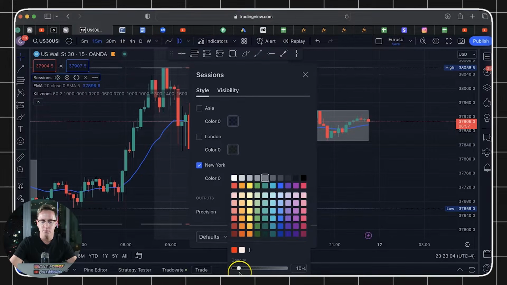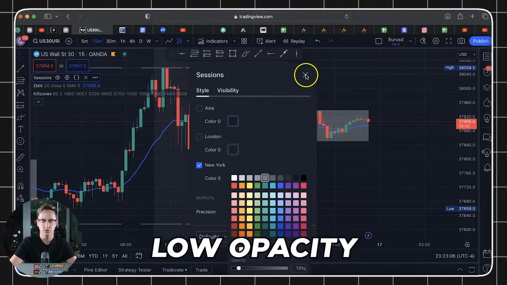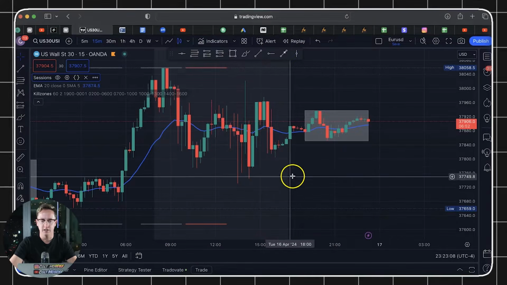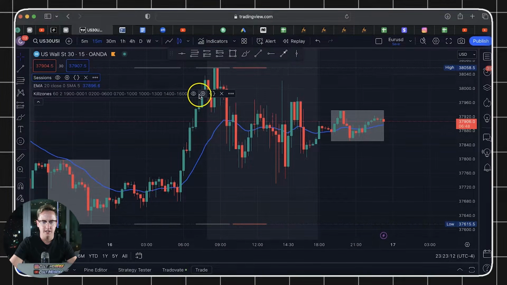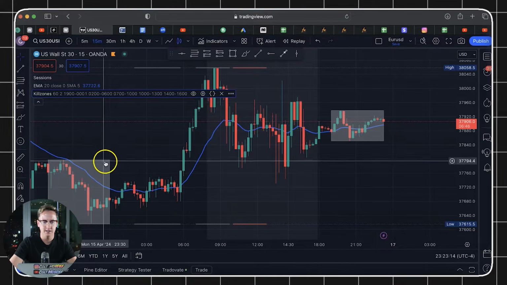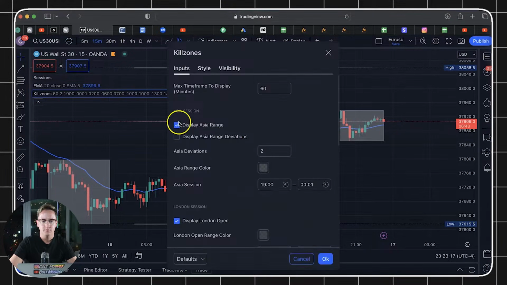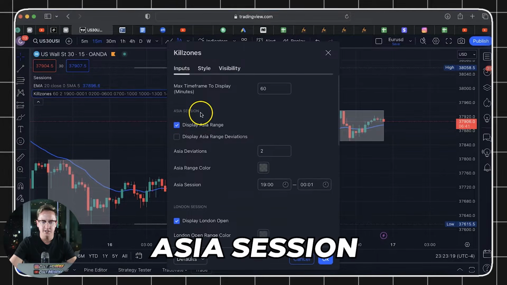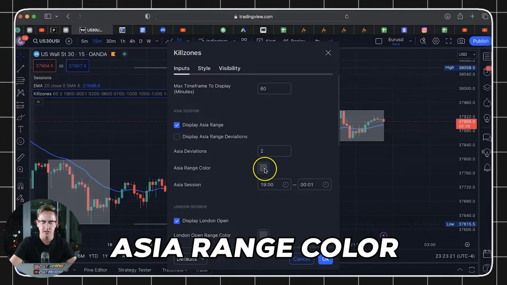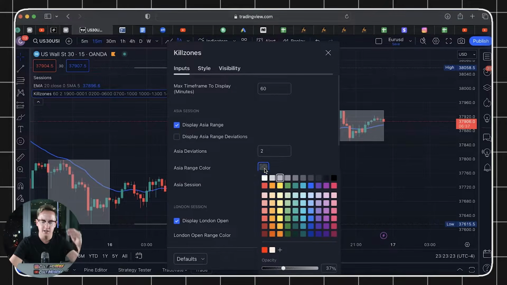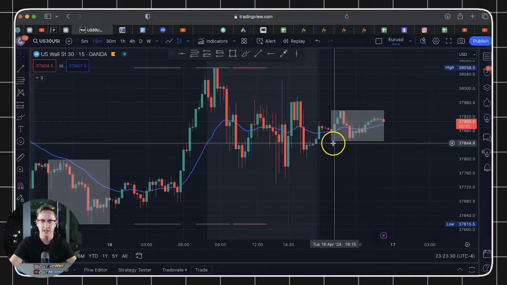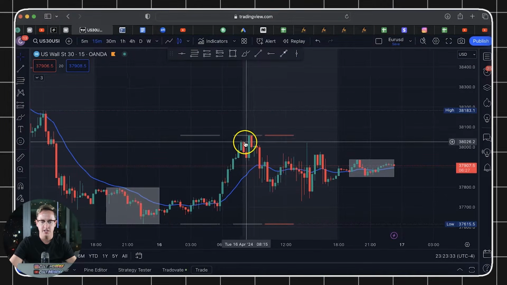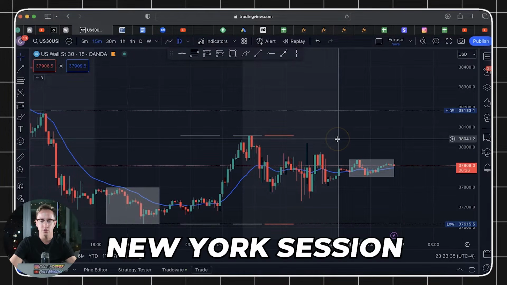But I have the opacity on mine very low, so it's not really going over the candles and blocking the view of the candles. With the kill zones indicator, if you go to the settings on it, all I'm really focused on is the Asia session and the Asia range color. So if you go right here, you can make it whatever color you want. Now we can see we currently have the Asia range right here. And then this other gray shade behind the candles is the New York session.